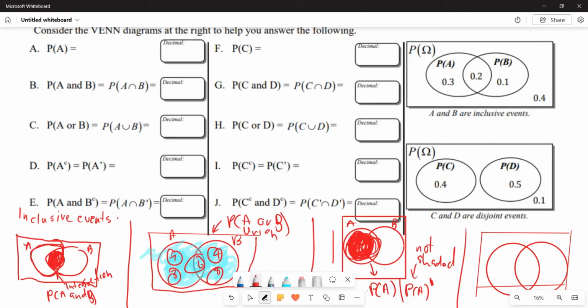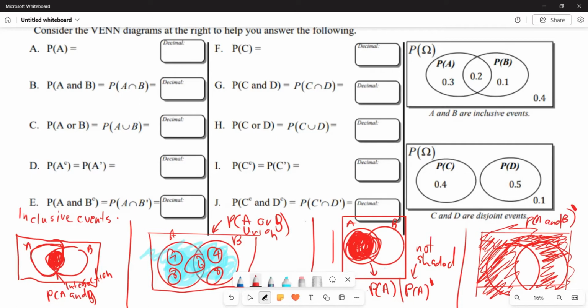Now, let's say in this one, what they want you to do basically, let's say the shading is everywhere except for the part that is in the middle, right? So what does this mean? It means the probability of what? It means the probability of A and B naught, right? This is the probability of A and B naught.